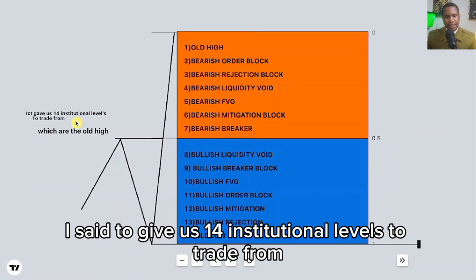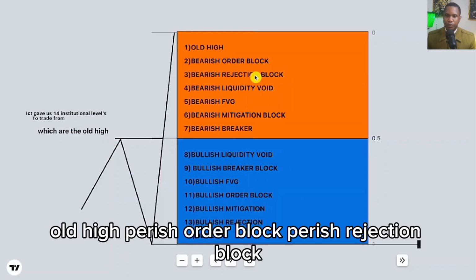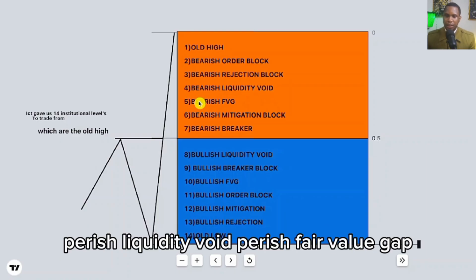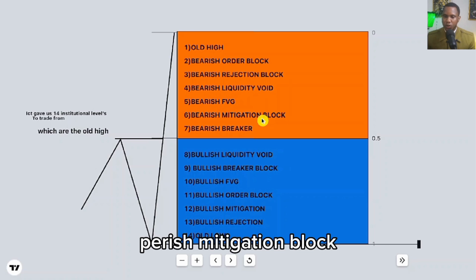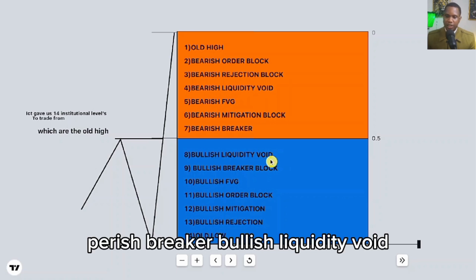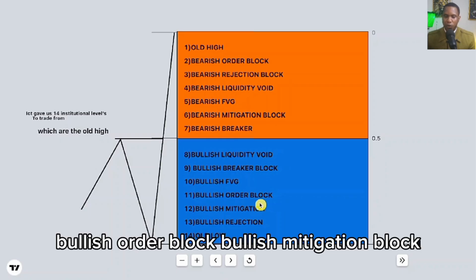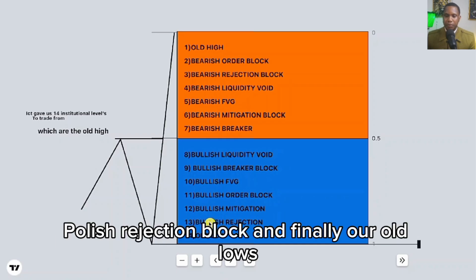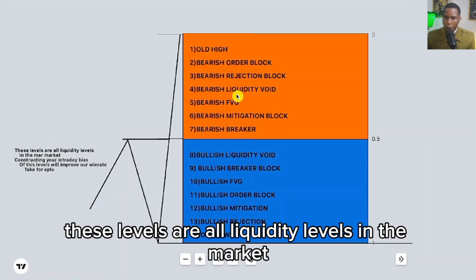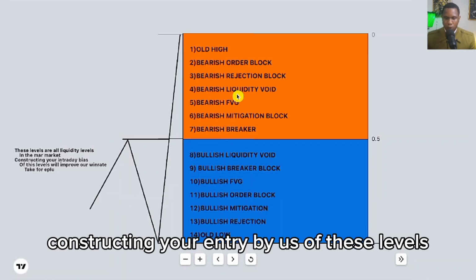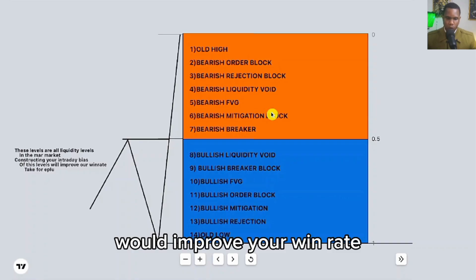ICT gave us 14 institutional levels to trade from, which are what? Old high, bearish order block, bearish rejection block, bearish liquidity void, bearish fair value gap, bearish mitigation block, bearish breaker, bullish liquidity void, bullish breaker block, bullish fair value gap, bullish order block, bullish mitigation block, bullish rejection block, and finally our old lows. These levels are all liquidity levels in the market. Constructing your intraday bias of these levels would improve your win rate.